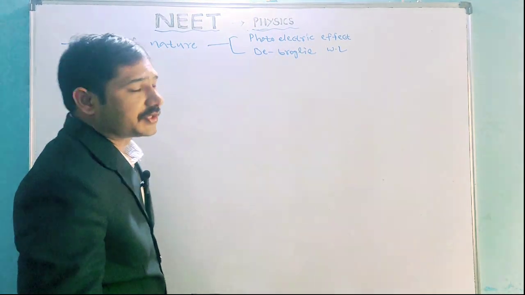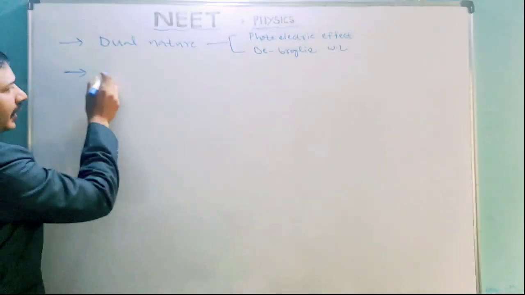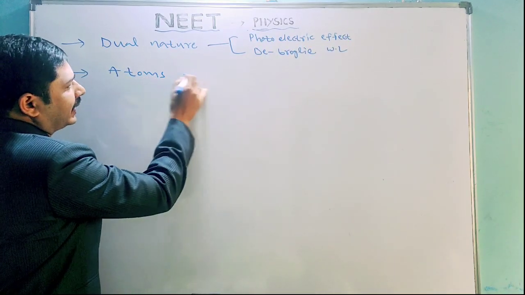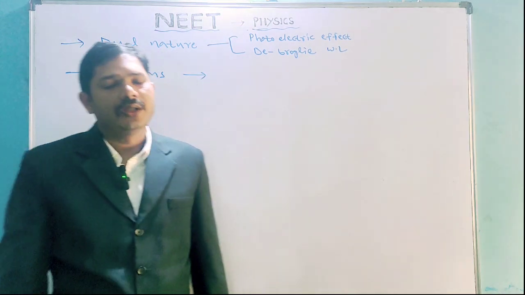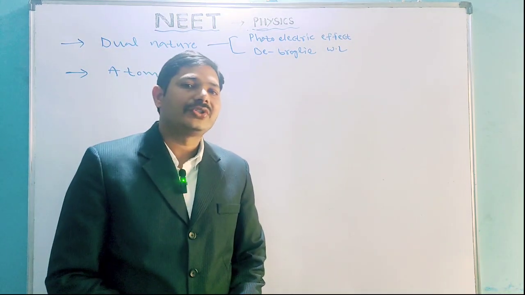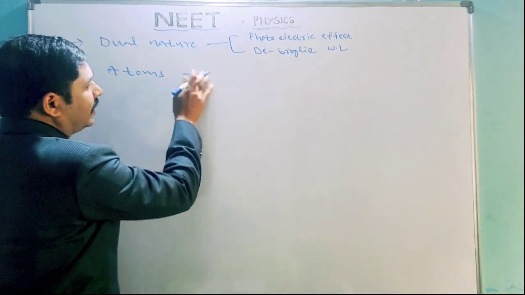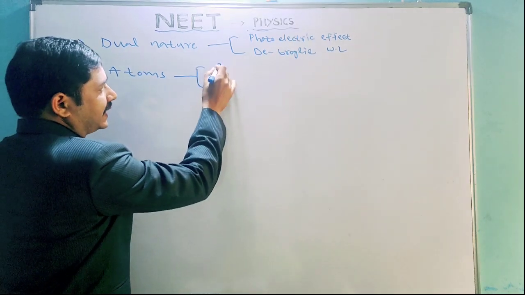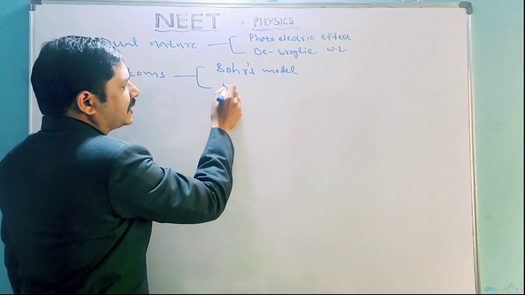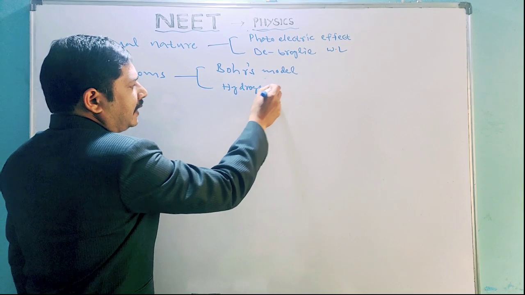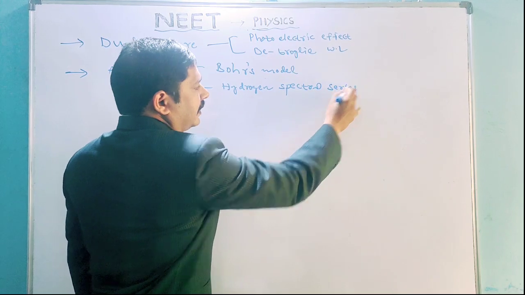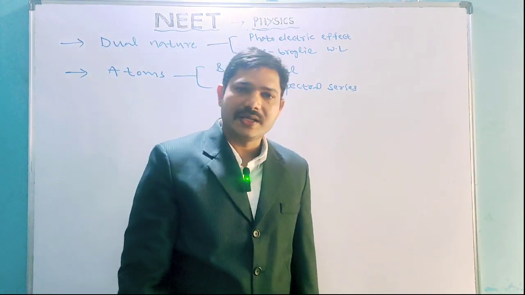Afterwards, nuclei. Before nuclei, we'll discuss atoms. From atoms, they are asking Bohr's model. Based on Bohr's model and hydrogen spectral series, problems are asked. Bohr's model and hydrogen spectral series questions they are asking.